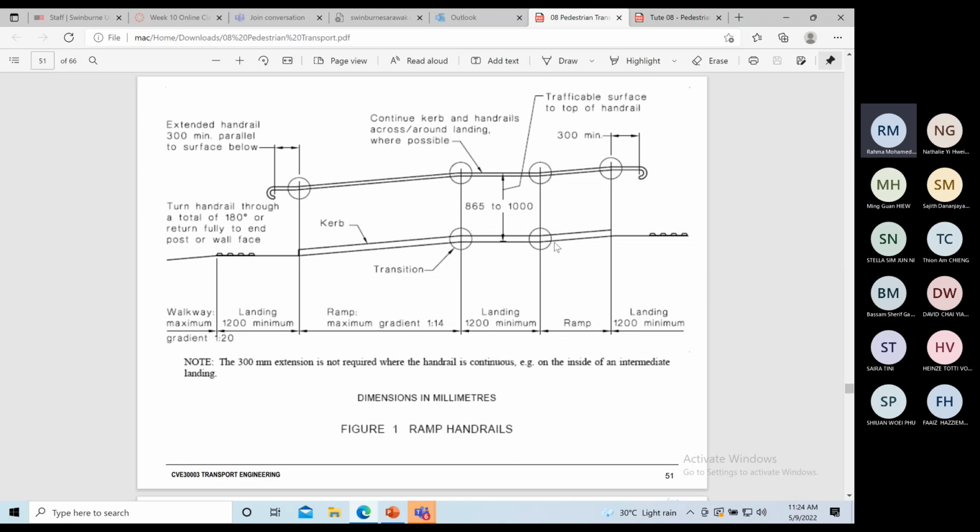Then you have again an inclined surface. So your ramp, your handrail also should follow the inclination. So if this part of the ramp is inclined, your handrail also should be inclined. Then when you reach the landing, your handrail should be flat, and then like that.